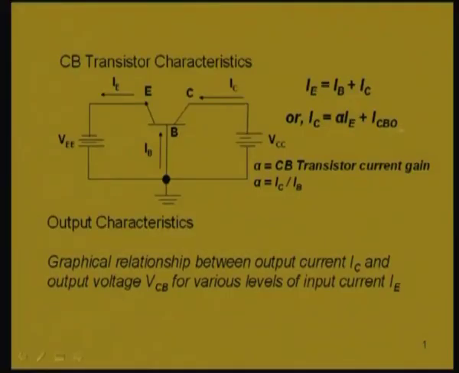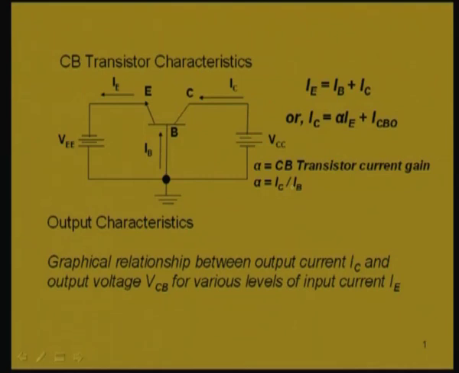So, if we consider the common base transistor again, here let us consider an NPN transistor in the common base configuration. The basic equations we already know: IE is equal to IB plus IC, and IC is equal to alpha times IE plus ICBO, that is the reverse saturation current. Alpha is called the common base transistor current amplification factor or current gain, and it is the ratio between the collector current and the emitter current.